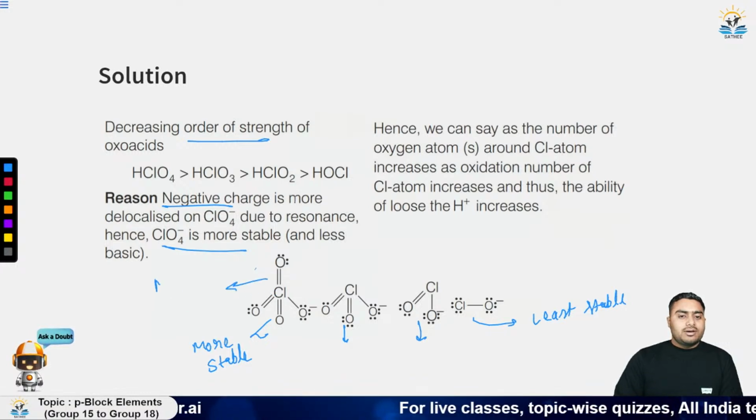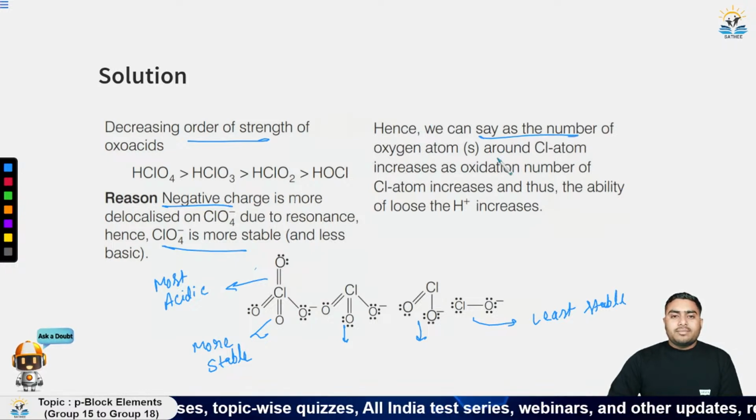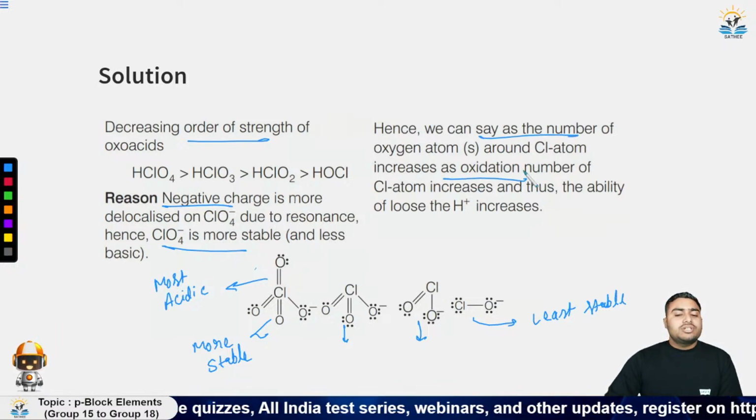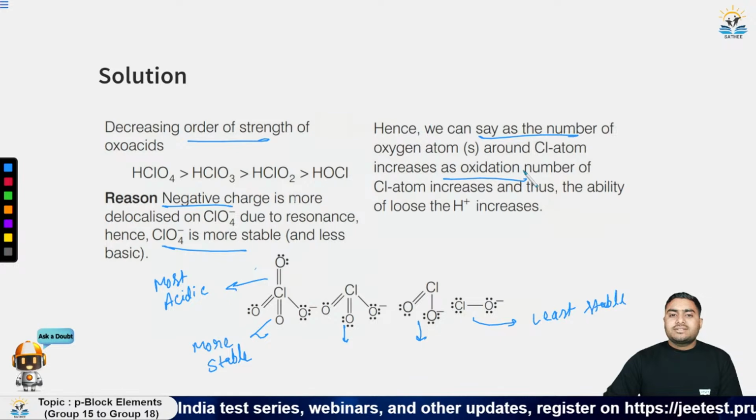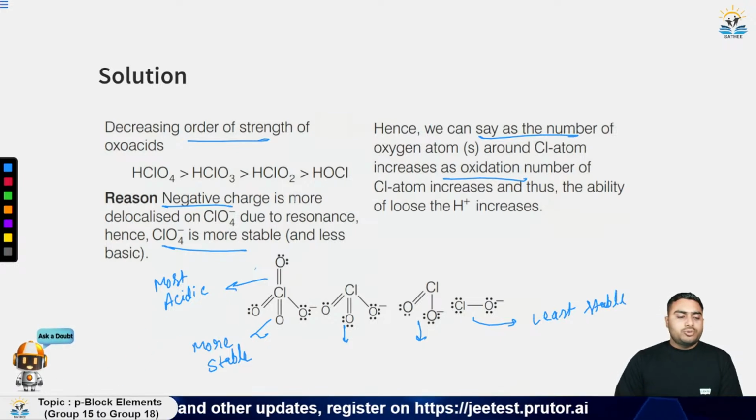More stable, most acidic among these. So we can say that the number of oxygen atoms around the chlorine atom increases as the oxidation number of chlorine increases, and thus the ability to lose the H positive increases.